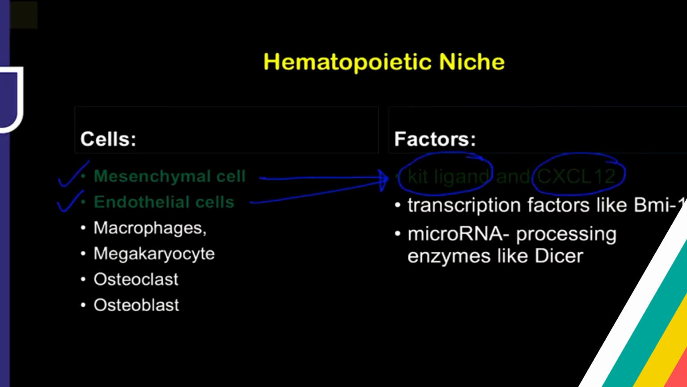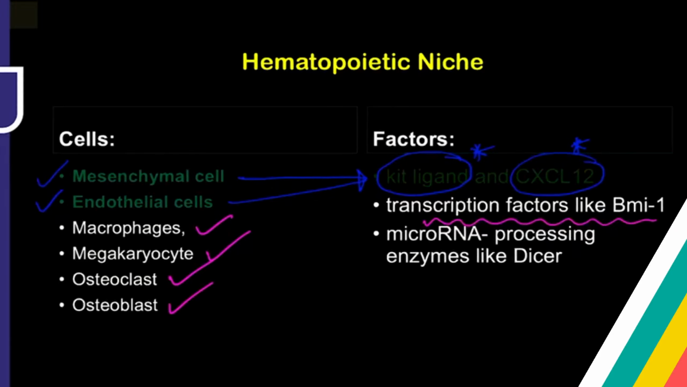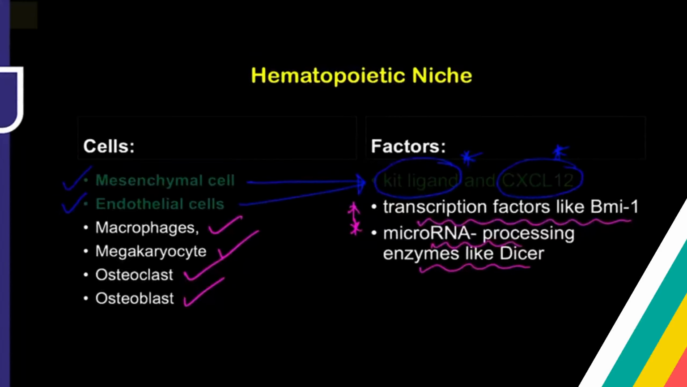There are multiple factors, but I'm telling you, all of these factors are not given in the textbook, particularly if you look at Harrison's. But these two factors are specially mentioned even in Harrison's Internal Medicine, so they can be asked in your MCQ. So apart from this mesenchymal and endothelial cell, there are macrophages also, megakaryocyte also, osteoblast and osteoclast are also there, and they secrete various transcription factors like BMI1, microRNA processing enzyme like Dicer. All of these factors are also important for hematopoietic stem cell development.